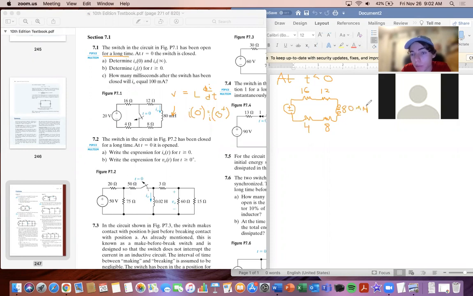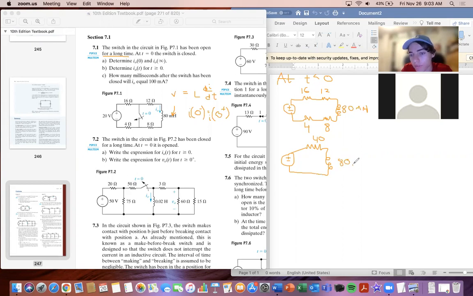What's going to be happening before time is 0 is that we can draw an equivalent circuit for this. We have our voltage source, same thing, and those 4 resistors are all in series. So we can make one large resistor and an inductor. Combining those, I get 16 plus 12, which is 28, plus 4 is 32, plus 8, that'd be 40 ohms. And then I have 80 millihenries on my inductor.